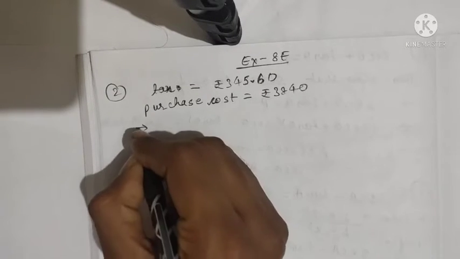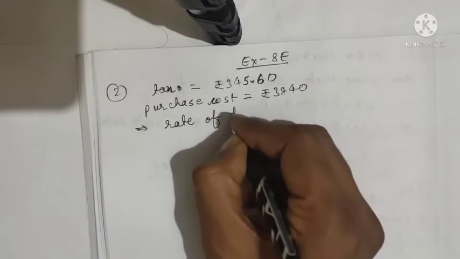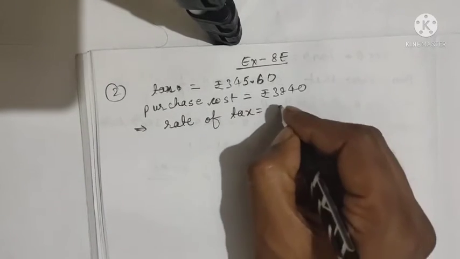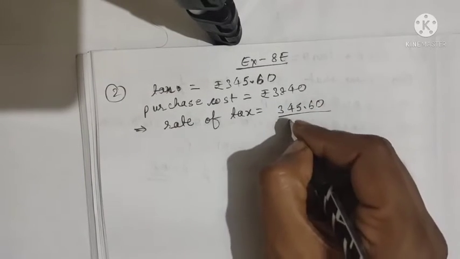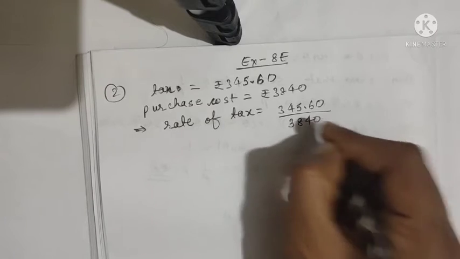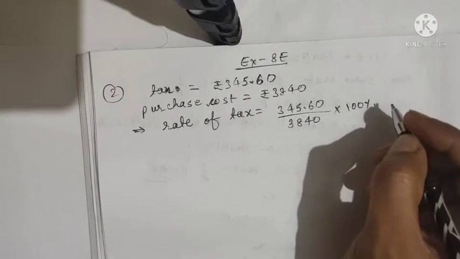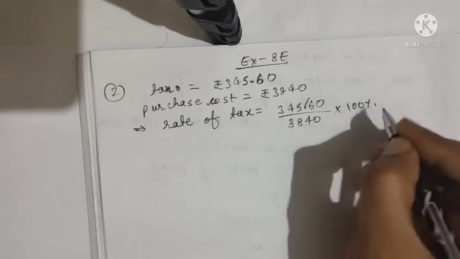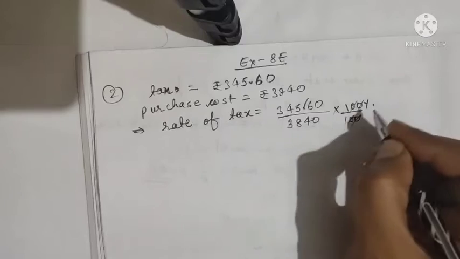It is simple. That implies rate of tax will be equal to tax by amount paid or purchased into 100%. By removing the decimal, we can write it 100 here. So the zeros cancel each other.